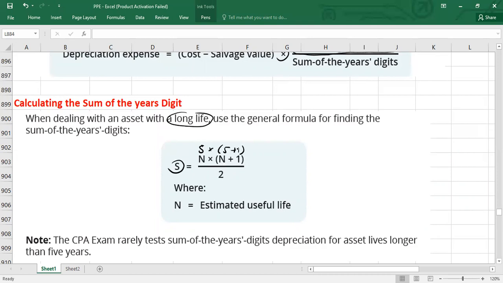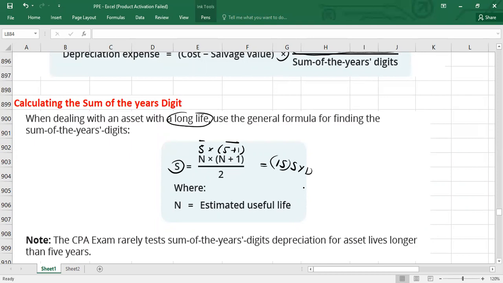Divided by 2. So if you solve this one, 5 plus 1 gives you 6, multiplied by 5 gives you 30, divided by 2 means you will get 15 as the sum of the years' digits. Okay, 15. So in the same way you can apply this formula to save your time.